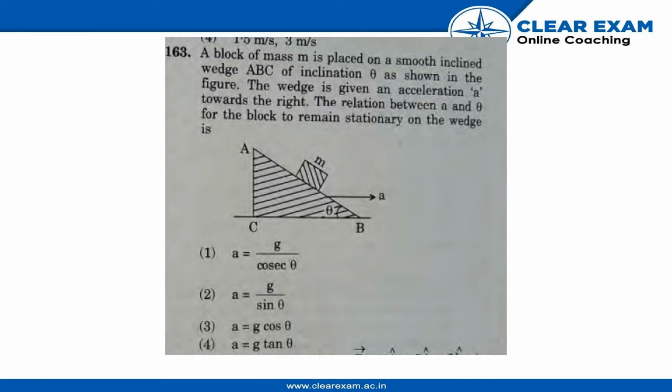Question is, a block of mass m is placed on a smooth inclined wedge ABC of inclination theta as shown in the figure. The wedge is given an acceleration a towards the right. The relation between a and theta for the block to remain stationary on the wedge is.